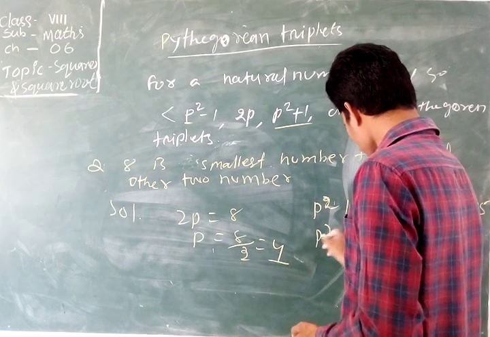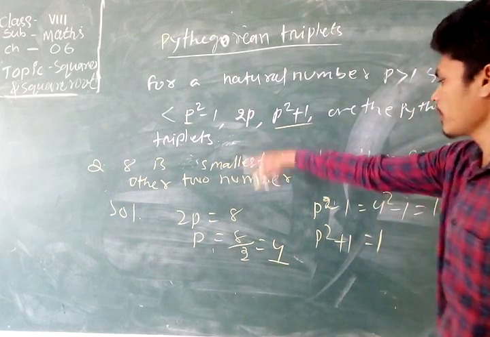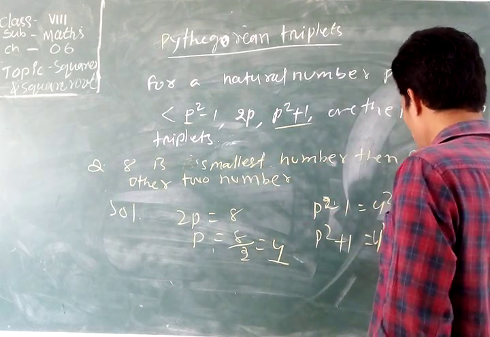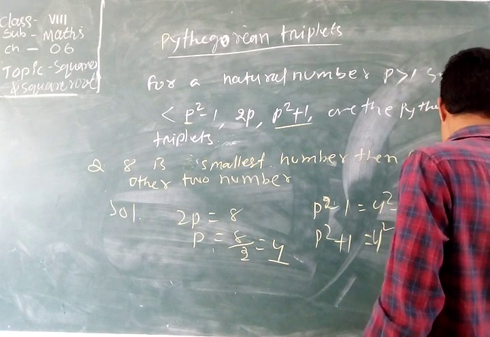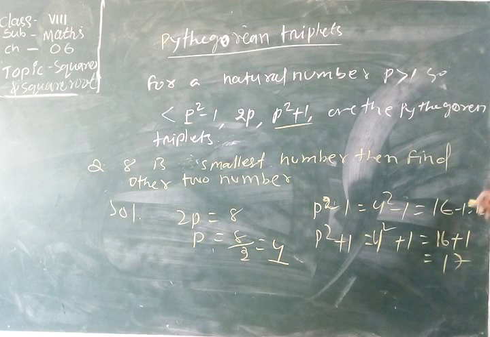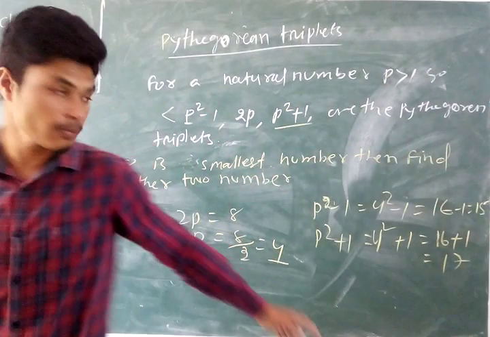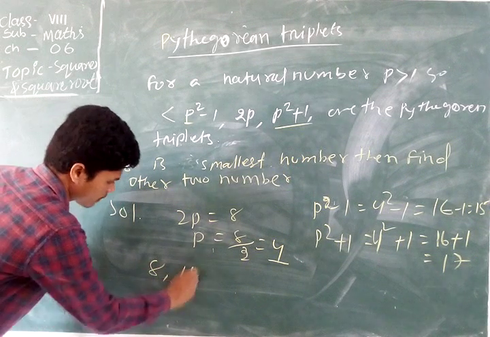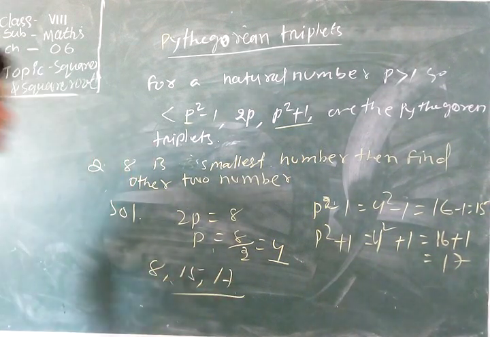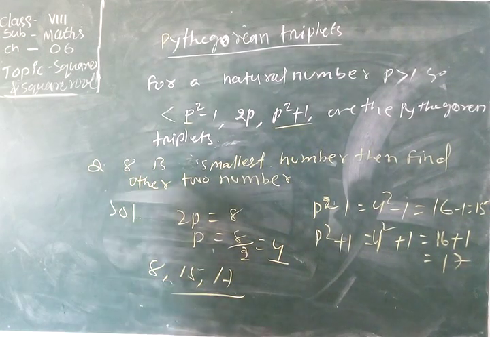Now p square plus 1. P is 4, so 4 square plus 1 equals 16 plus 1 equals 17. Here the Pythagorean triple is 8, 15 and 17. 8, 15 and 17 are Pythagorean triplets.